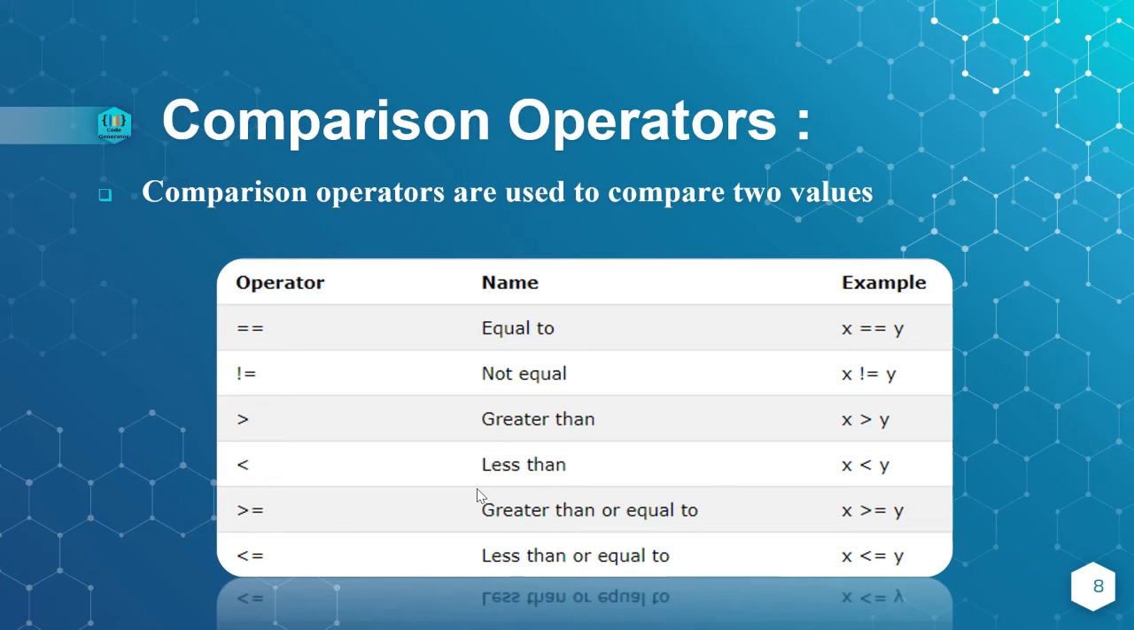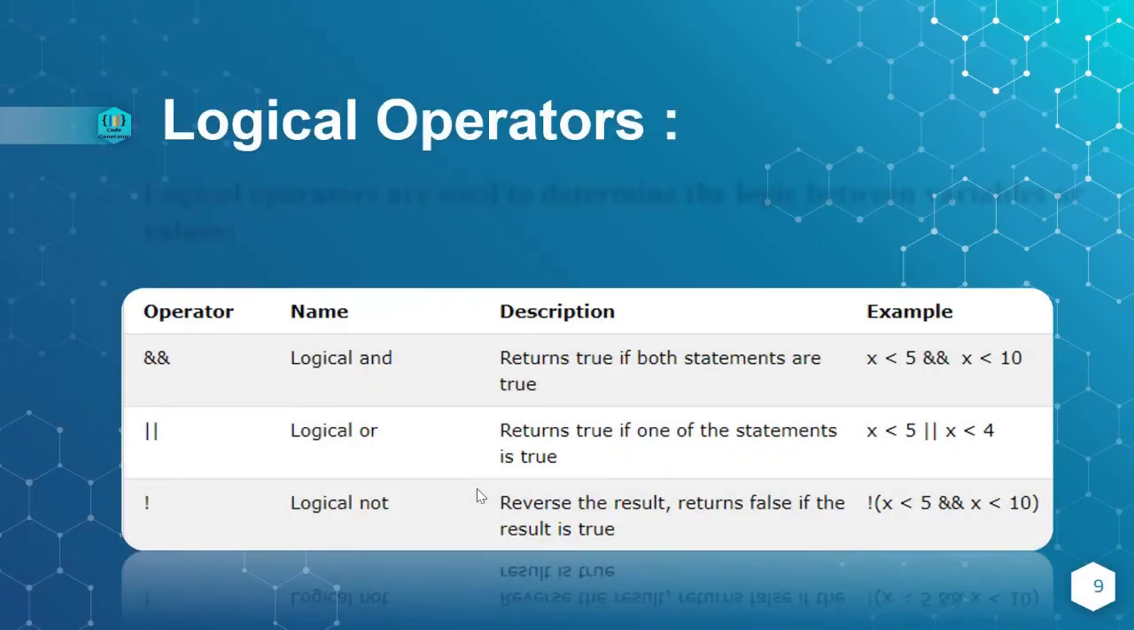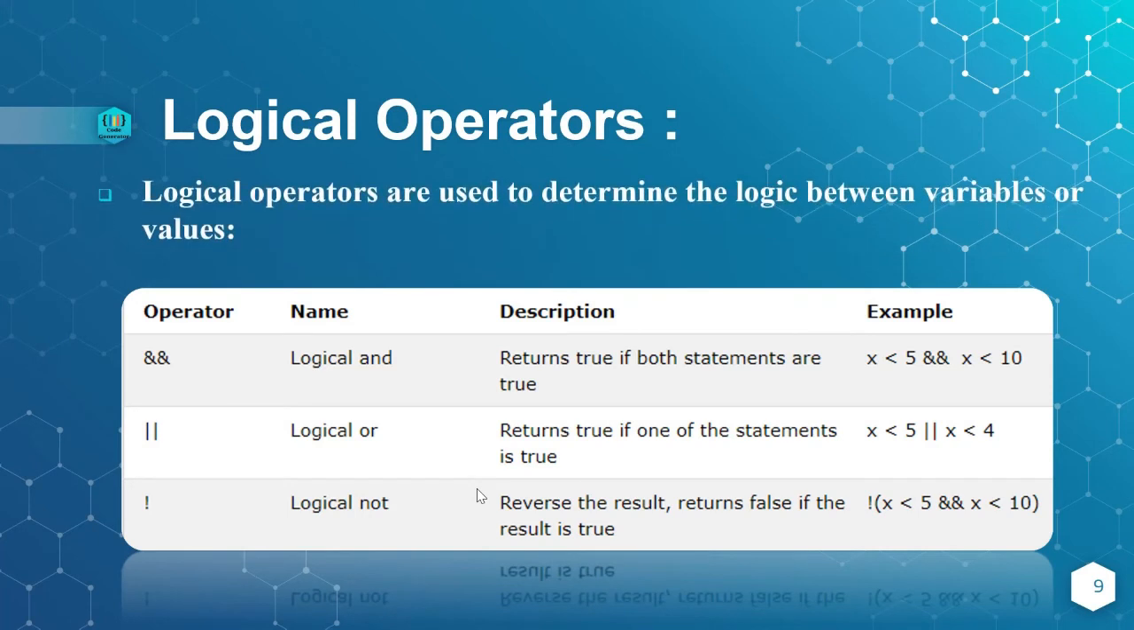All these operators are mostly used in loops or wherever we want to perform a logic or write a method to create new calculations. So we are going to use all these operators in our further videos when I'm going to teach if and else loop and many more things. Next is logical operators. Logical operators are used to determine the logic between variables or the values.